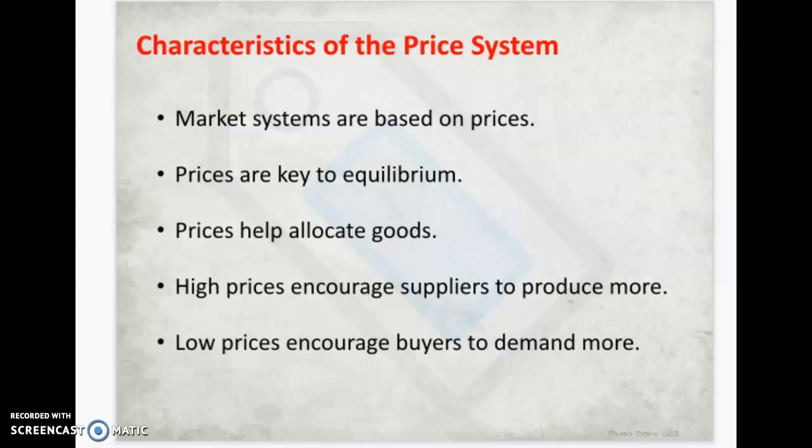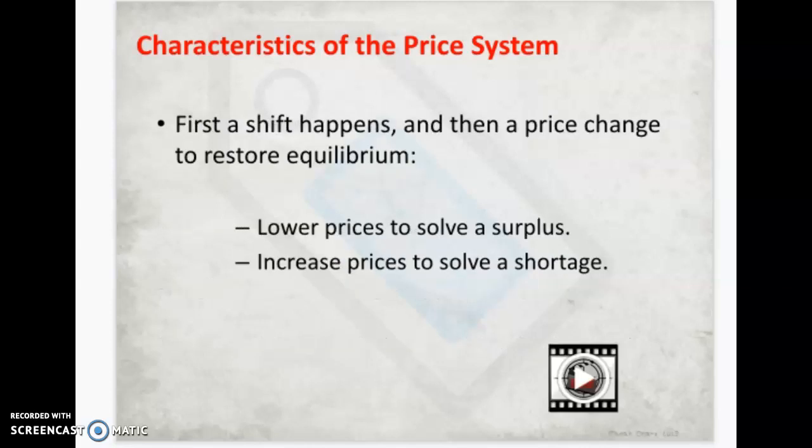And because those two things are very predictable, because we respond in predictable ways, they'll use prices to solve the problem of shortage or surplus. Additional characteristics are that first a shift happens and then a price change to try to restore that equilibrium. So lower prices to try to solve a surplus, and you increase prices to try to solve a shortage.